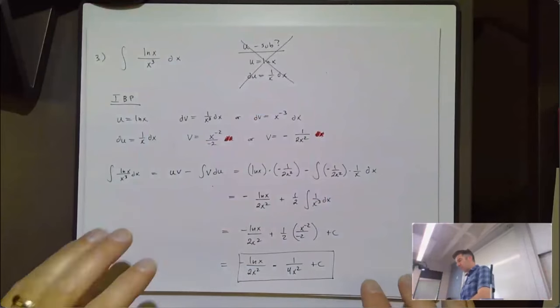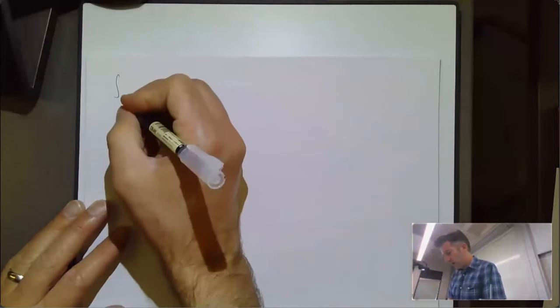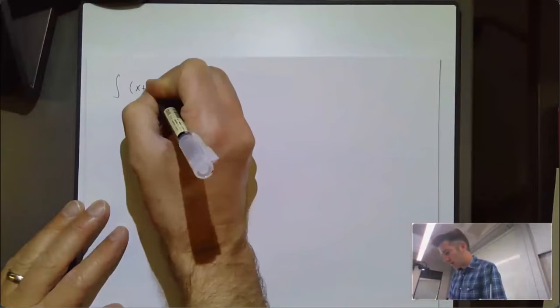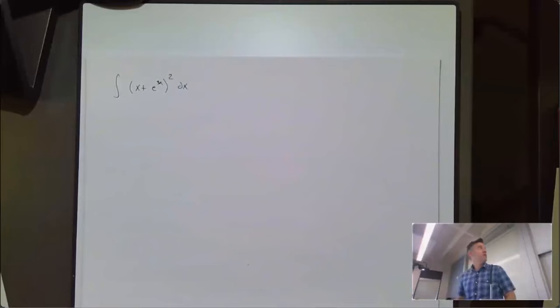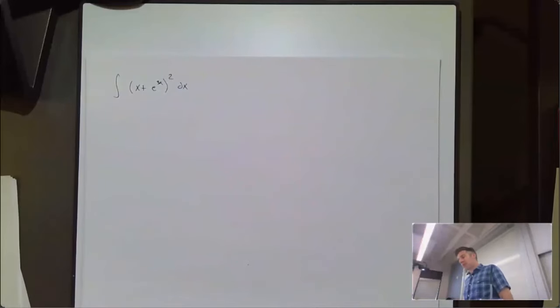Let's look at the next one. The integral of x plus e to the 3x, quantity squared. I would agree that this is a mixture, but it's not going to lend itself to any method we like. There's no good u sub here. If I let u equal x plus e to the 3x, my du is 1 plus 3e to the 3x. That's not good. And when I say mixture, there's really more to it than that.